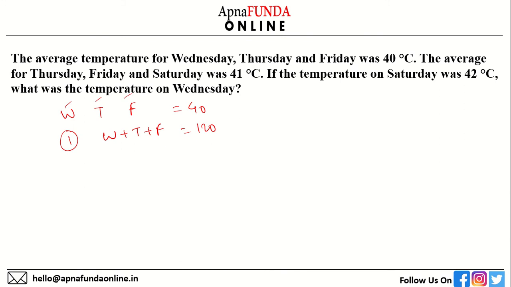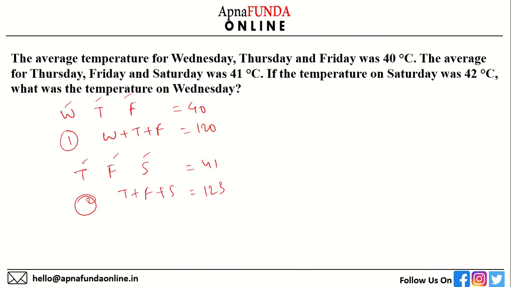Similarly, the average for Thursday, Friday, and Saturday was 41 degrees. So the total of Thursday, Friday, Saturday will give me 41 into 3. So that is 123. This is the second formula, correct?